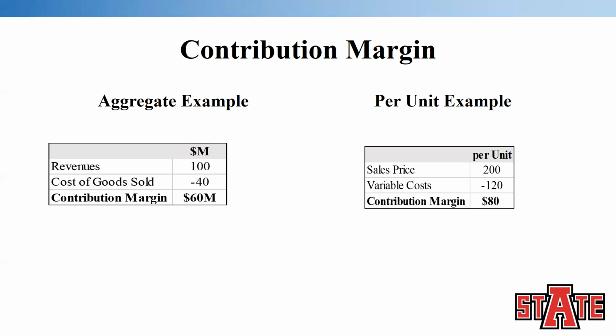The higher the contribution margin, I think it goes without saying, but let's make it explicit, the more profitable the enterprise is likely to be, and the lower the level of firm risk.